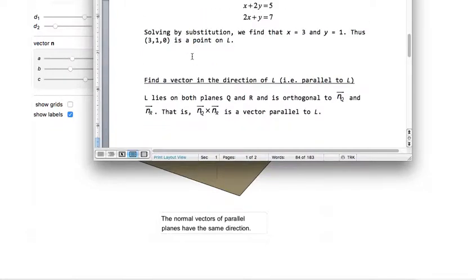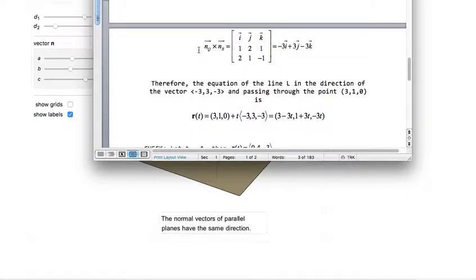The second thing is to find a vector in the direction of L. Since this line lies in both planes, remember it's the line of intersection of the plane Q and the plane R, it's orthogonal to the normal vectors of each one of those. So if I create the cross product of those two normals, that's a vector parallel to the line I'm looking for. I can do the computation, and we find that this vector, minus 3, 3, minus 3, is a vector in the direction of L.